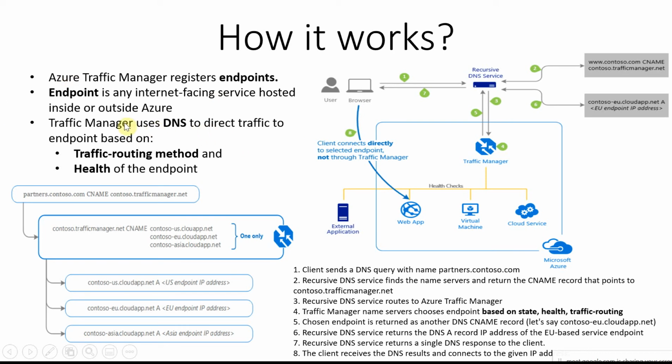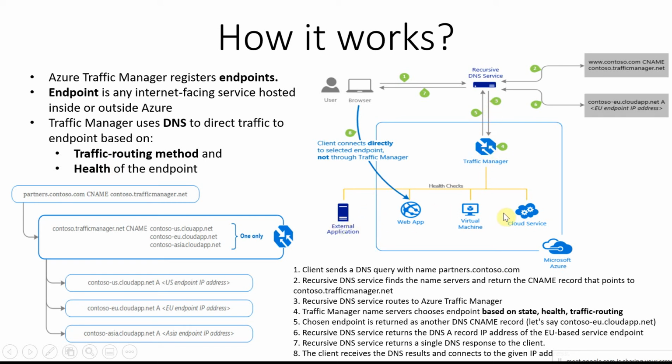Traffic Manager primarily uses DNS, the domain naming system, as a concept to direct traffic, and it is based on a couple of things. One is the traffic routing method, and also the health of the endpoint. These are the two things that will be considered. What is the traffic routing method? In the next slide I will tell you what the various traffic routing methods available are. But it will use the traffic routing method or rule that you configured, and health. Based on that, the traffic will be routed across.